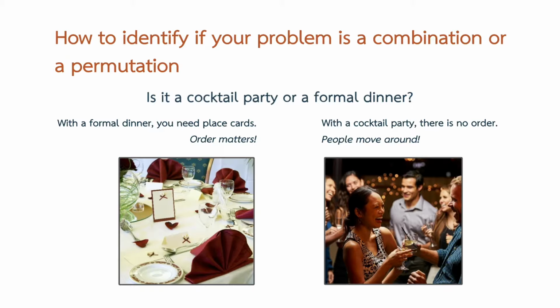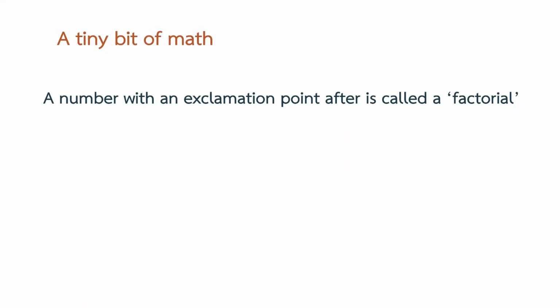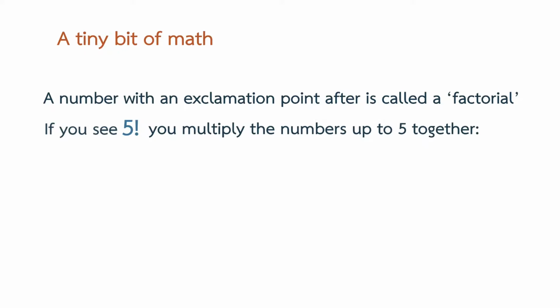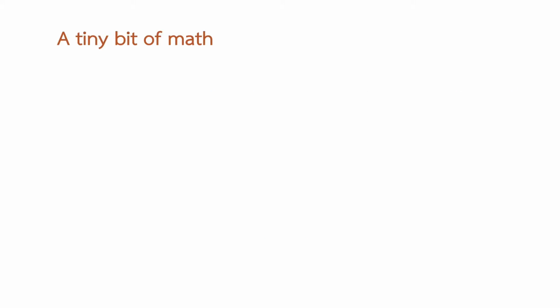To explain this more, we need a tiny bit of math. We call a number with an exclamation point after it a factorial. If you see a 5 followed by an exclamation point, you might think the number is just excited. 5! It actually means that you multiply the numbers up to 5 together. It's a little more boring. 5 times 4 times 3 times 2 times 1. 4 factorial is 4 times 3 times 2 times 1. You get the idea. We use factorials in formulas about combinations and permutations.